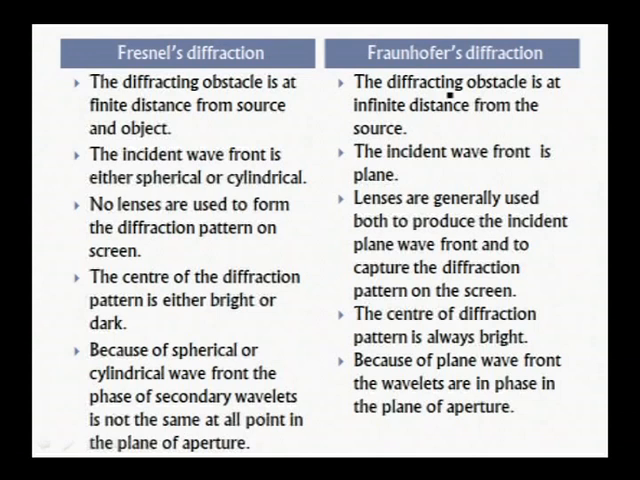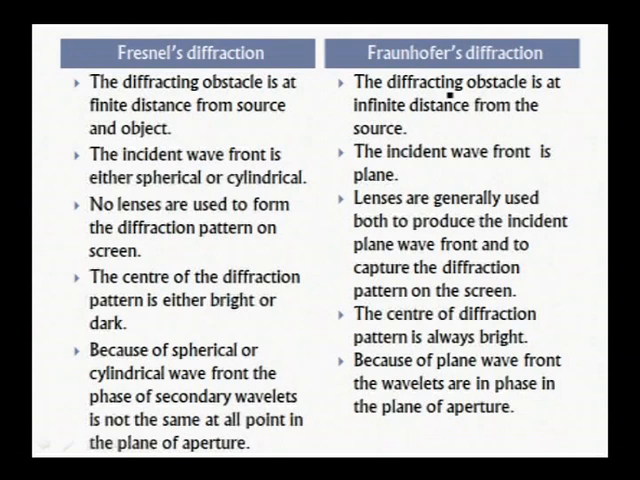Now again, interesting, in case of Fresnel diffraction, whenever diffraction takes place, we may get fringe patterns. In the fringe pattern, what we observe is that the center is bright, and the brightness decreases away from the center. So that is what we will observe. Whereas in case of Fraunhofer diffraction, it is seen that the center of the diffraction pattern is always bright.